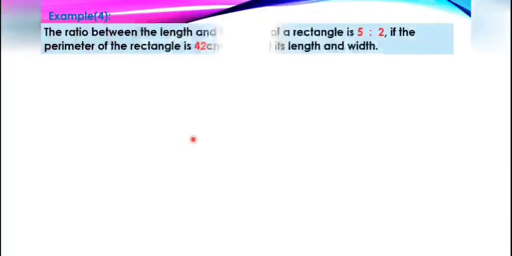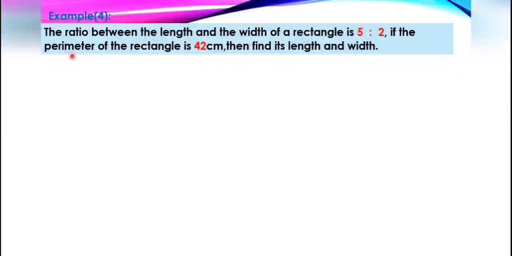Okay, let's see another example, and it is also so important. The ratio between the length and the width of a rectangle is 5 to 2. If the perimeter of the rectangle is 42, then find the length and the width.